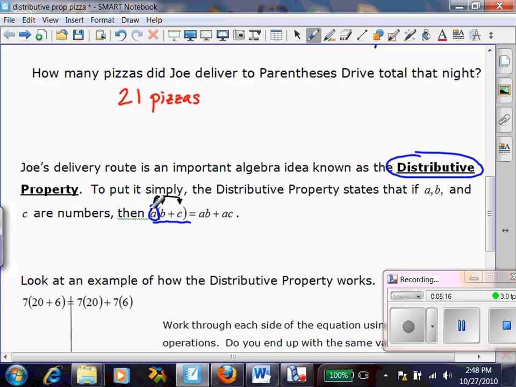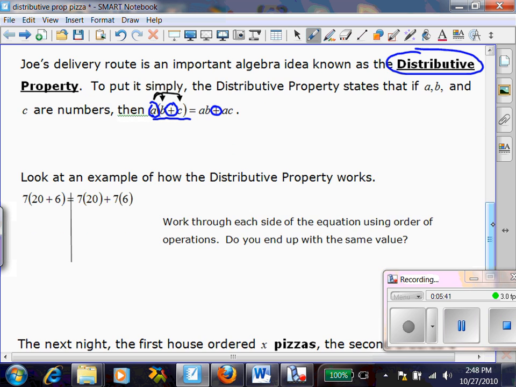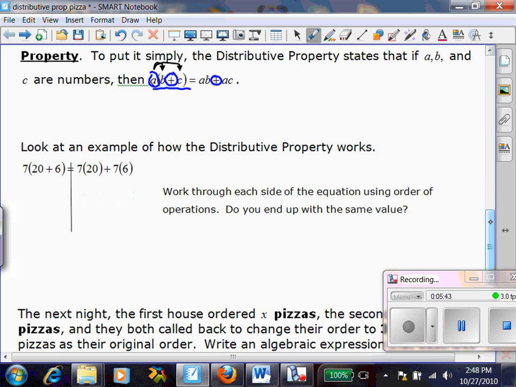So if we take A, B, and C, they just represent some numbers. If you multiply A times B, that gives you AB, and then you have to head back to the pizza place. Then you take A times C, and that gives you AC, and then you head back to the pizza place. Since there is addition in between here, we make this addition in between here. So let's look a little bit more in detail just so you can see how it all works out.